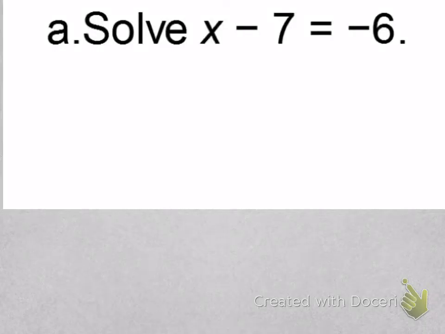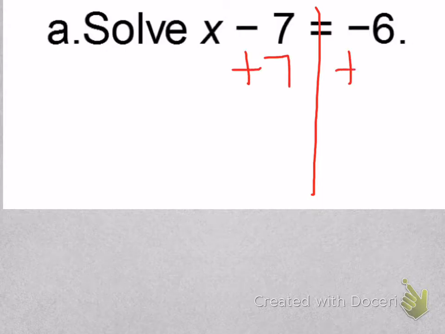Today I'm going to show you how to solve one-step equations. The first thing you do is split the equation at the equal sign. The equation is like a balance. You're trying to find what x is equal to. So in order to do that, we're going to do the inverse operation of minus 7. So we are going to add 7 on both sides.